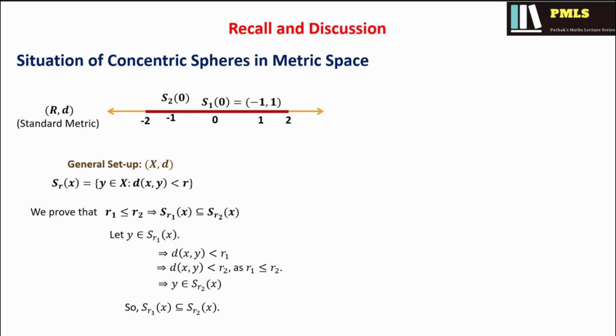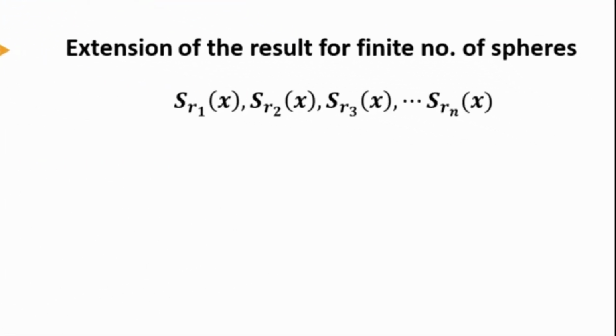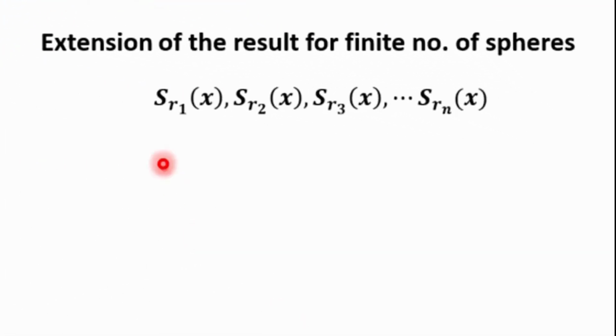Now let us extend this result for a finite number of spheres. Suppose we have spheres S(r1, x), S(r2, x), S(r3, x) and S(rn, x), and we want to choose the sphere which is a subset of all these spheres. So what we have to do?